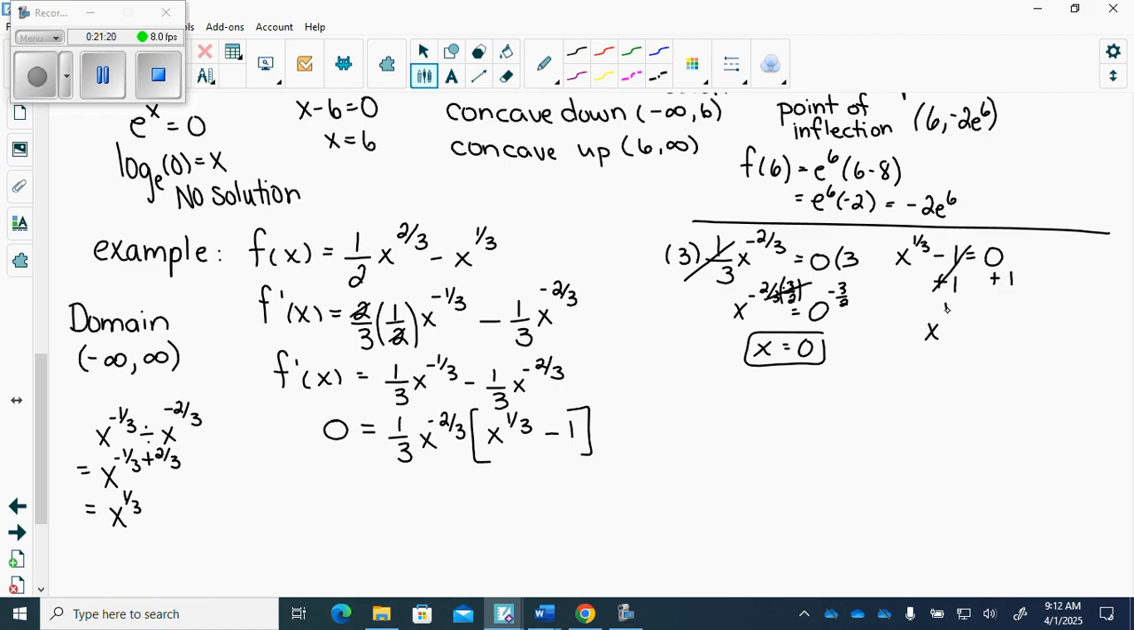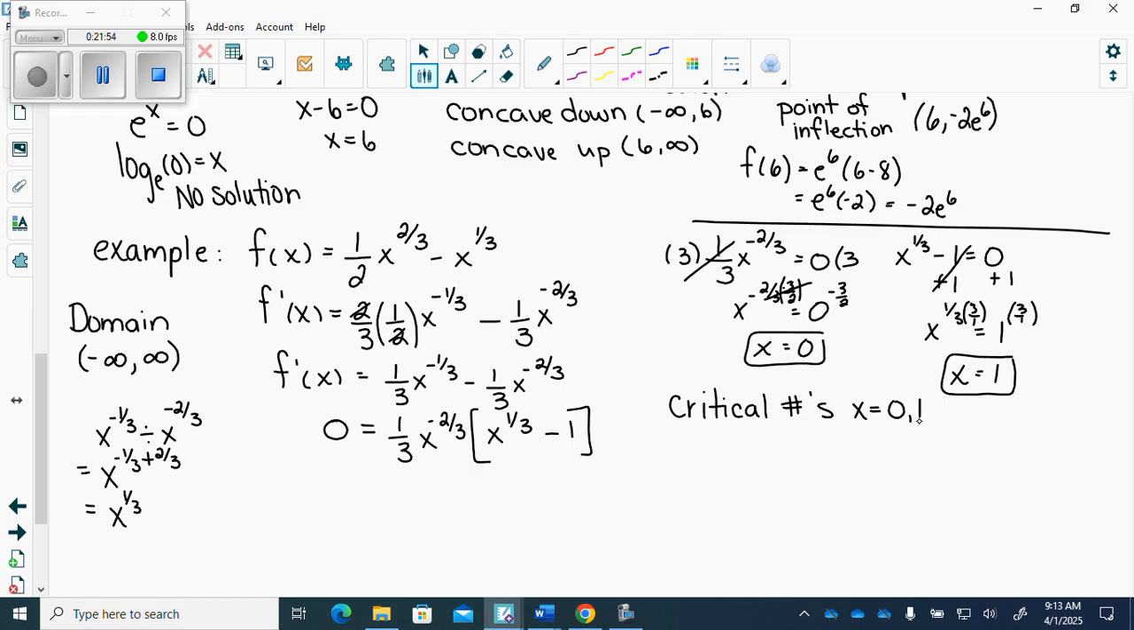Okay. Then we're going to add 1. I get x to the 1/3 equals 1. How do I get rid of a third? Raised to the power of 3/1, correct? What's 1 to any exponent? 1. So my critical numbers of the first derivative are x equals 0, 1. True? Yes?